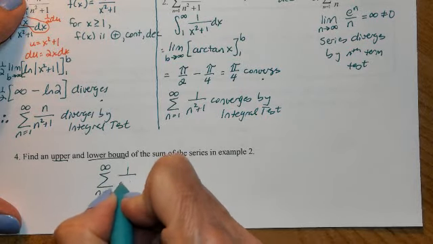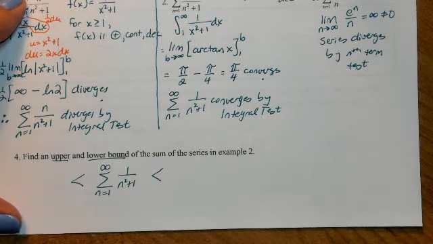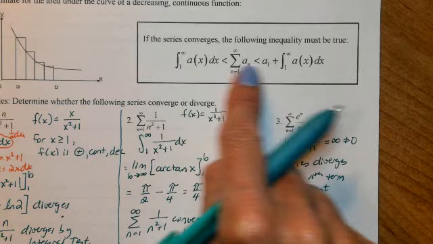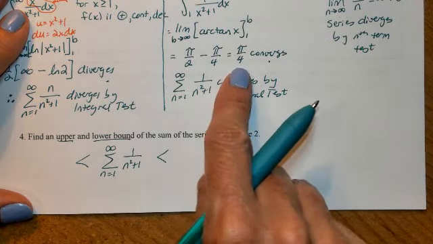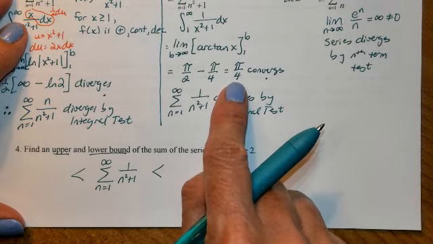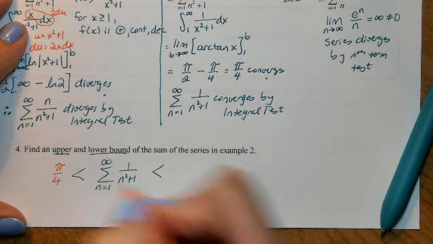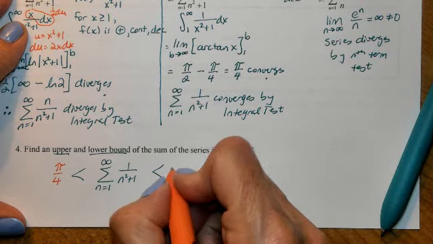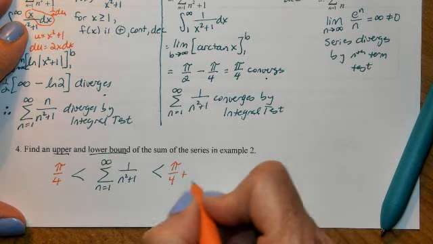Here's my series. I want to know two numbers that bound this. Okay? So we're using this little piece of information. It's bounded on the left by the value of the integral, so on the left, it's bounded by pi over 4. On the right, it's bounded by that pi over 4 plus the very first term of your series.